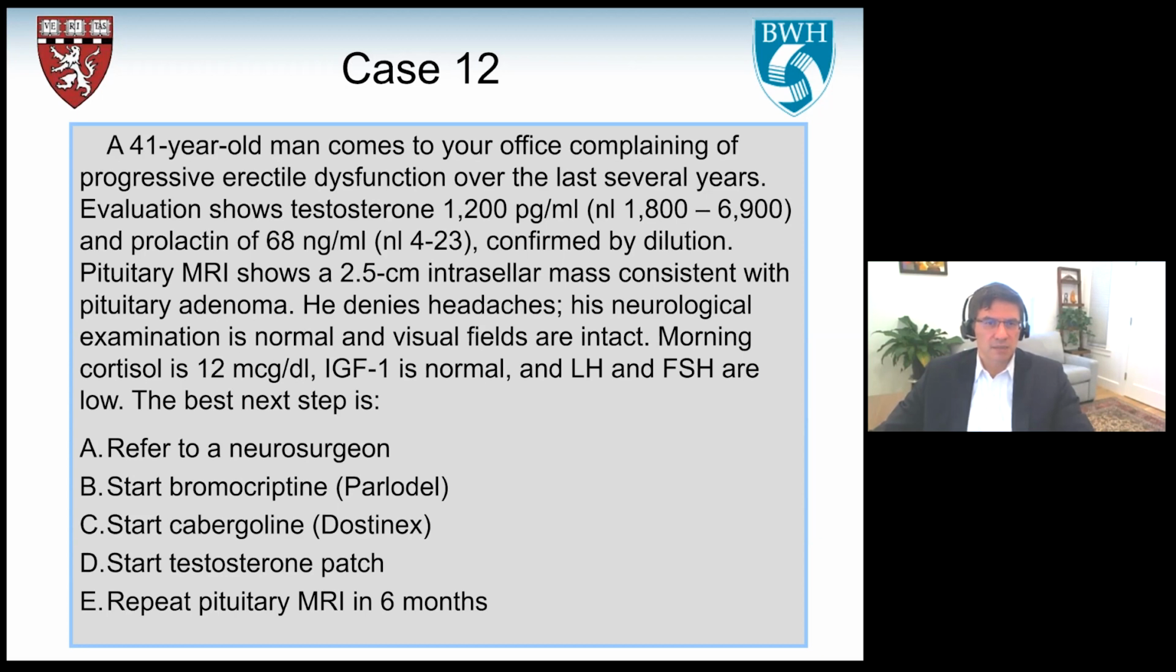The best next step is A, refer to a neurosurgeon. B, start bromocriptine, or Parlodel. C, start cabergoline, or Dostinex. D, start testosterone patch, or E, repeat pituitary MRI in 6 months.